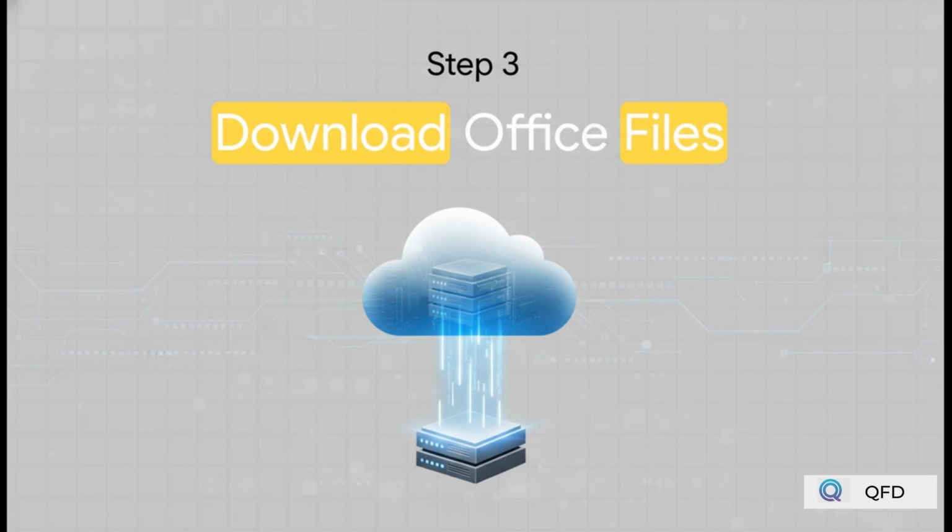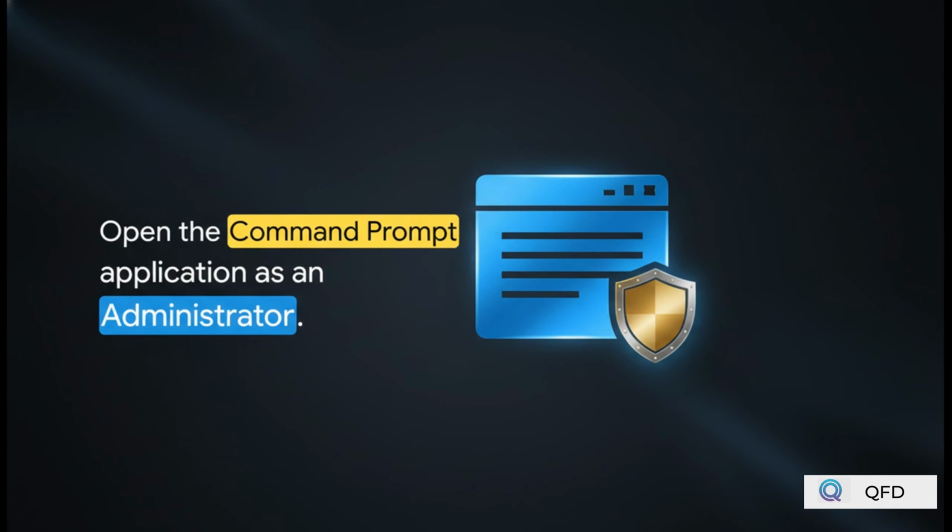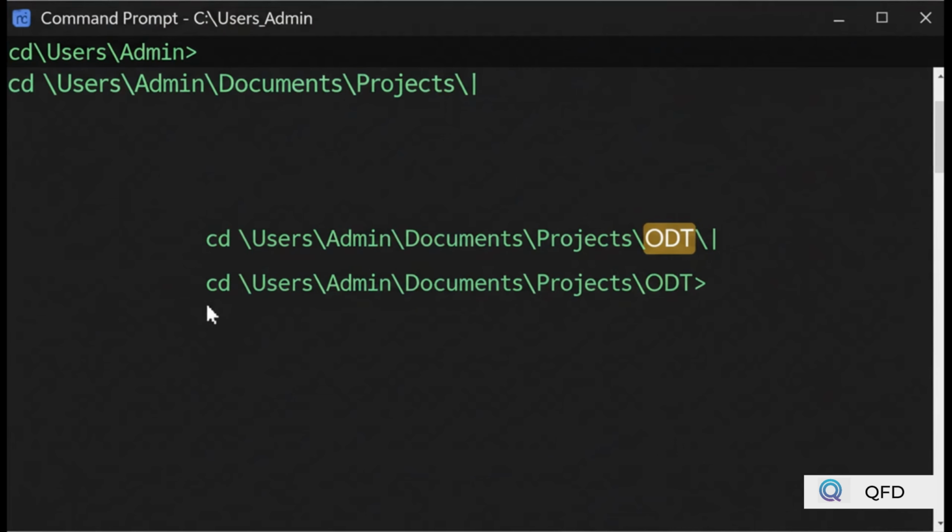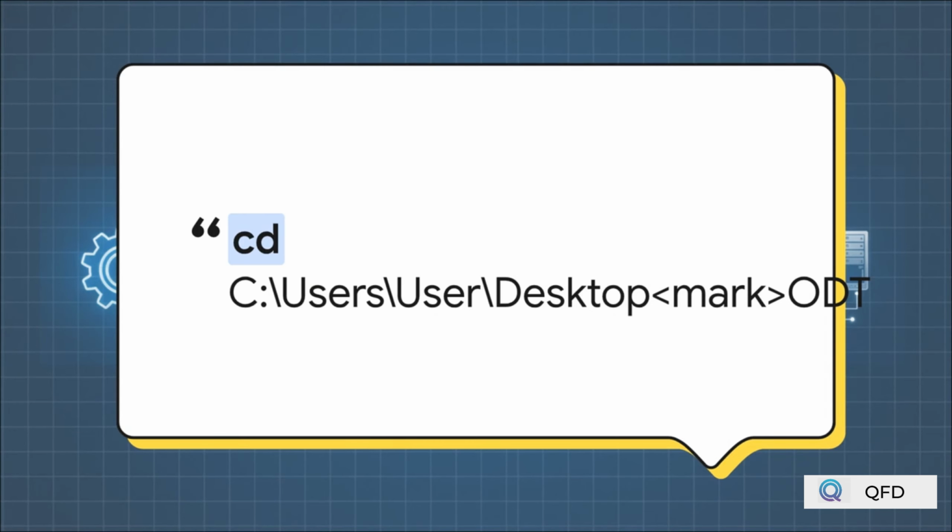Configuration's done. Step 3 is all about downloading the actual Office files using that config. Now, for this next part, you have to open Command Prompt as an administrator. This is really important. So, first we need to point Command Prompt to our ODT folder using the cd command. It's gonna look something like this. Just remember, your own folder path might be a little different.